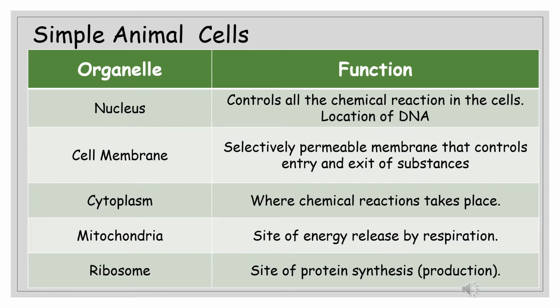So just for clarity, here is the function of the organelles found in simple animal cells. The nucleus, as we know, is the location of DNA, but it also controls all the chemical reactions that happen within a cell. Cell membrane is something we're going to look at in more detail in a later lesson, but it's selectively permeable and it controls the entry and exit of substances. And that selectively permeable means that some substances get through very easily, others require assistance, but we'll look at that.